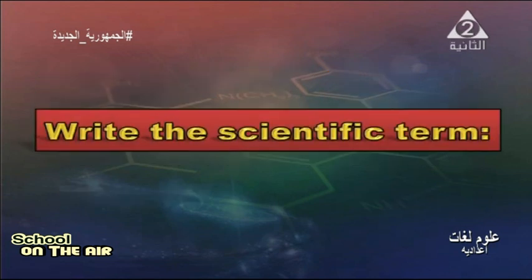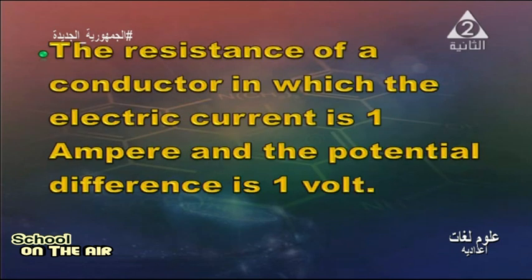Write the scientific term. It is a question in our general revision today. The resistance of a conductor in which the electric current is 1 ampere and the potential difference is 1 volt. It is the definition of ohm as a measuring unit of electric resistance.